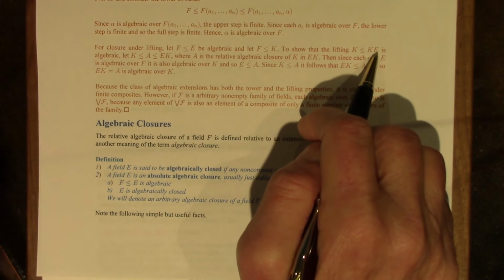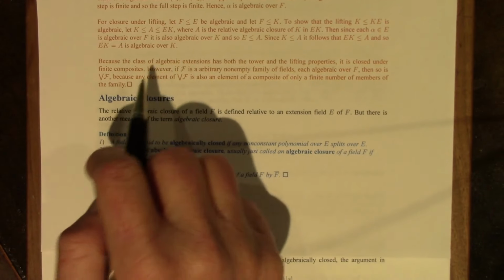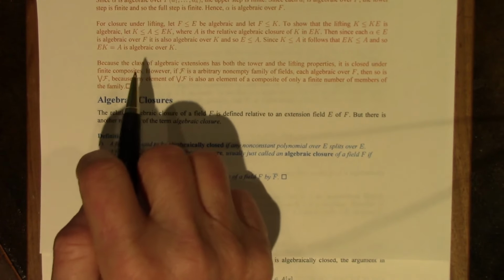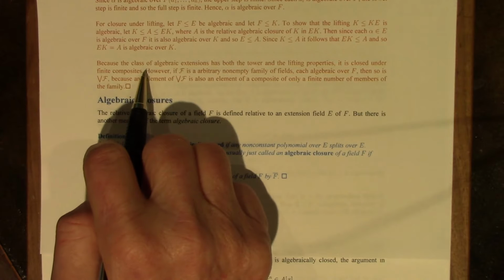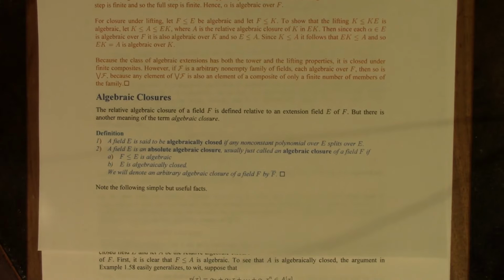I have EK here and KE there, but it doesn't matter, right? Because that's commutative. Okay. Now, because the class of algebraic extensions has the tower property and the lifting property, we know it's closed under finite composites.